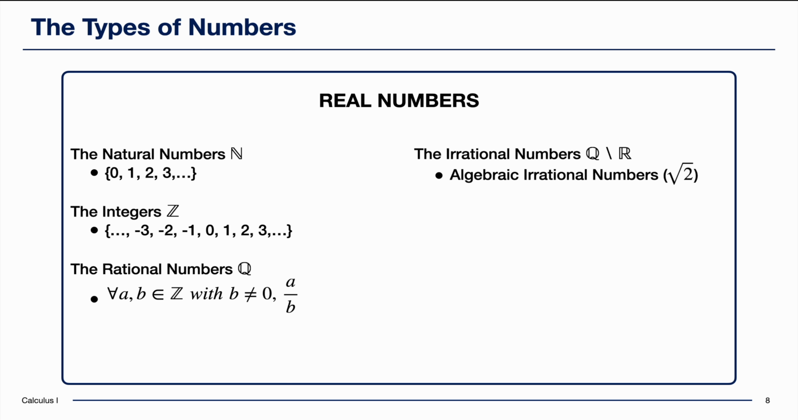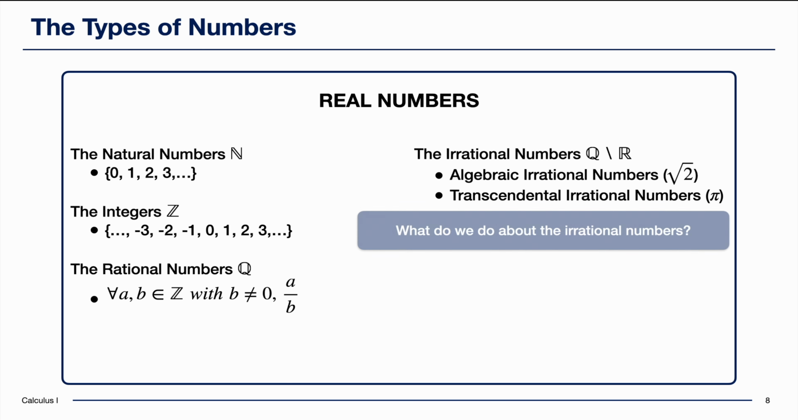Now, there are two types of irrational numbers: algebraic irrational numbers, like the square root of 2, and transcendental irrational numbers, like pi. You can refer back to the axioms that we have discussed so far and see that these numbers are not included in them. So what do we do about constructing the irrational numbers?